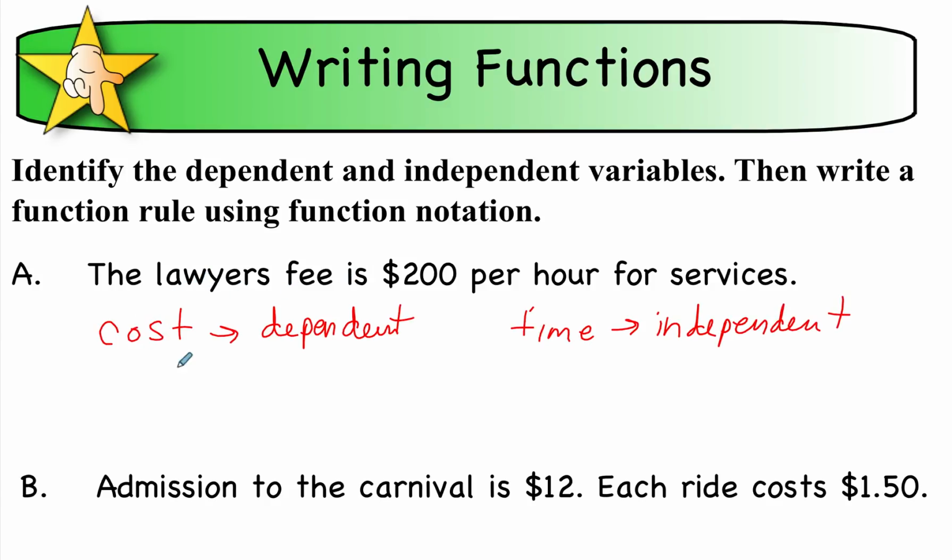So I would just say the cost, the lawyer's fee, since that is the dependent variable, that is the output. So we could say f of c, the cost, is equal to, it's a function of the time, it's $200 for every hour times the number of hours, okay? Another way of saying that, if you just want to use regular function notation, you could say f of x is equal to 200 times x, where x is the number of hours.